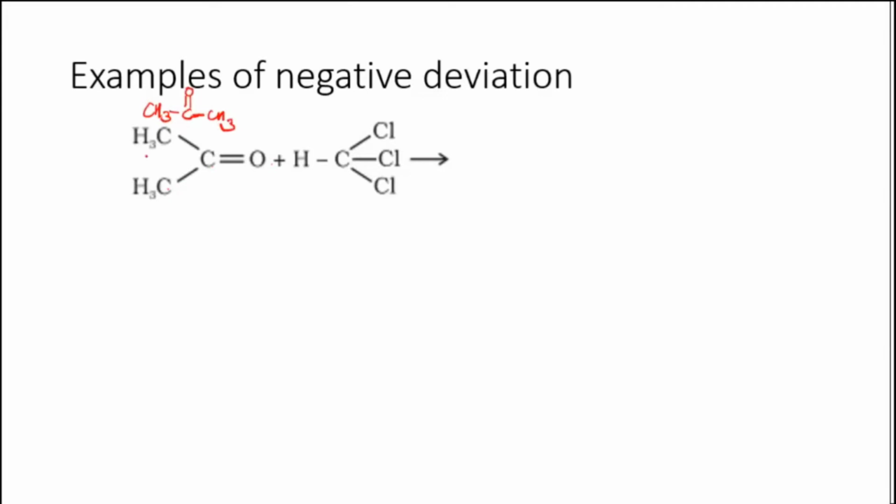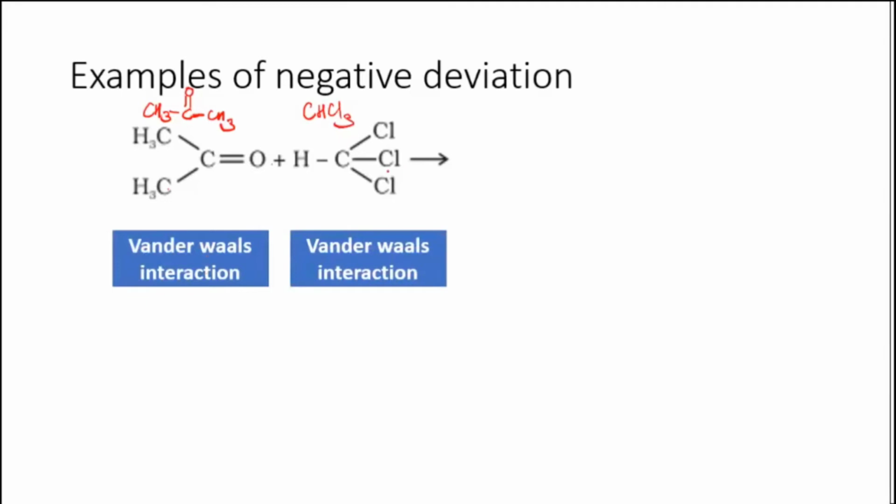So now here this is the acetone molecule, and on the other side, what is that molecule? CHCl3. That is chloroform. Between acetone and acetone, you have seen there is van der Waals interaction. And between the chloroform molecules also they have van der Waals interaction.